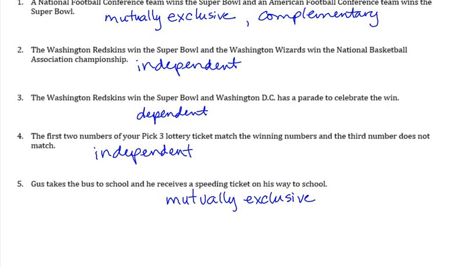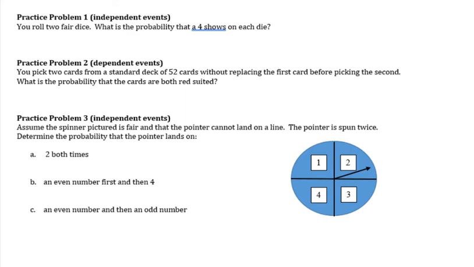Let's take a look at some examples of how to use this vocabulary. If you need to pause the video and take a break at this point, that's fine. Go ahead and pause and take a break. But if you're back and you've finished pausing the video, practice problem number 1. You roll 2 fair dice. What's the probability that a 4 shows on each die? A 4 showing on each die. Well, what's the probability that a 4 shows on the first roll? On the first roll, there's a 1 in 6 chance that you get a 4.